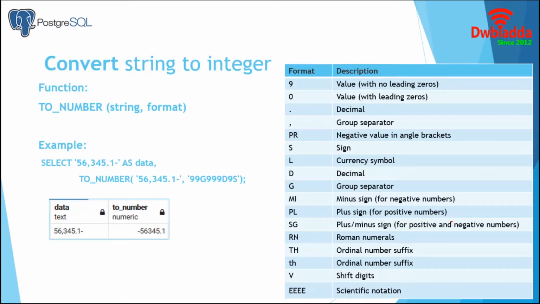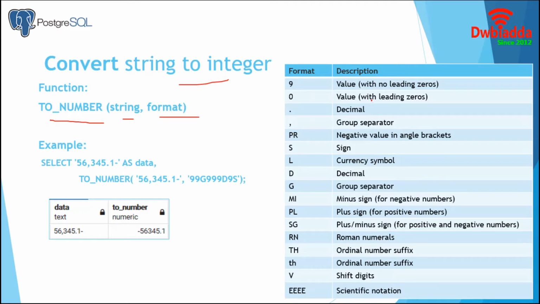This first section is for string to integer conversion. We use the to_number function to convert a string into numeric format. The first argument is the input string, and the next one is the format we have to follow to produce numeric output. We know integers are whole numbers, so we have to manage the format in a way that it will return an integer. Let's explore this table first.